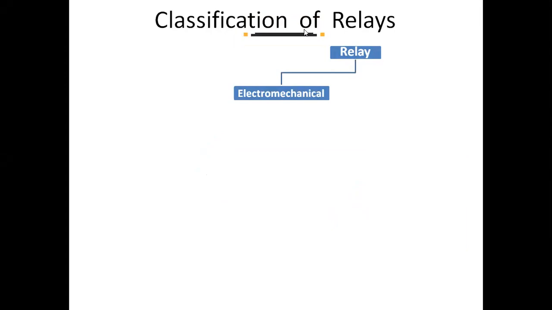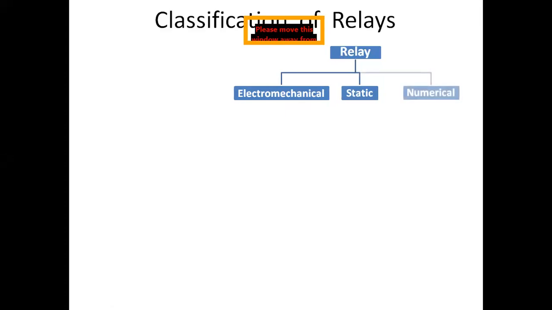Next, you have to know the classification of relays. Relays are generally divided into different categories, but the most basic types are the electromechanical relay, the static relay, and the numerical relay. This electromechanical relay is in your syllabus, so you have to learn all the different types of electromechanical relay.